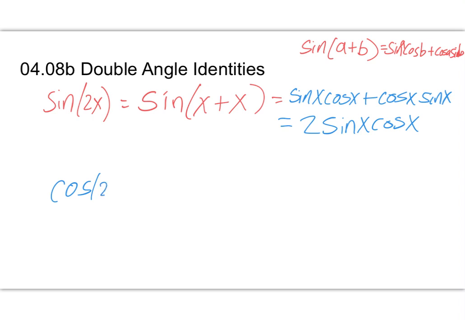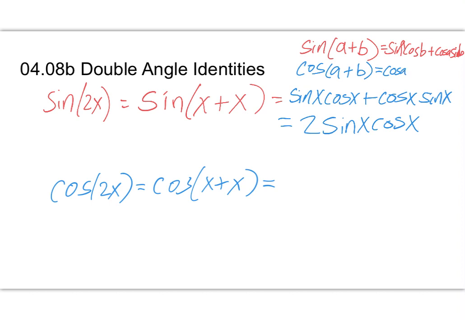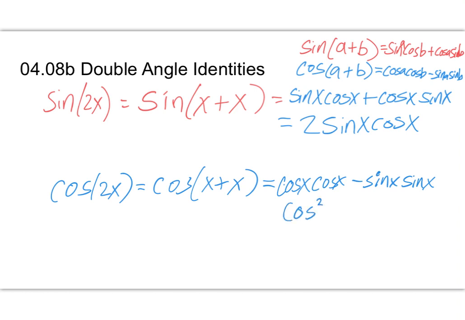Similarly, if we want to do the same thing for cosine, we could. That would be cosine of x plus x. And using the cosine identity, which is going to be cosine of a plus b is equal to cosine a cosine b minus sine a sine b. Plugging those things in, we end up with cosine of x cosine of x minus sine x sine x. That gives us cosine squared of x minus sine squared of x.